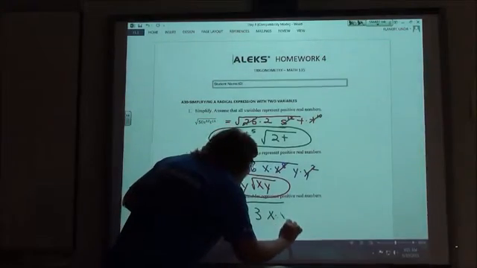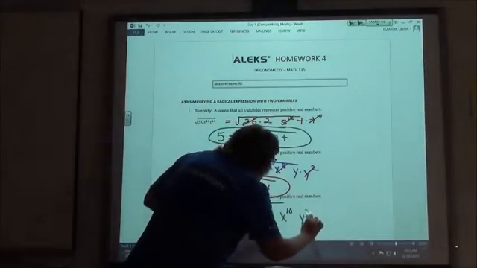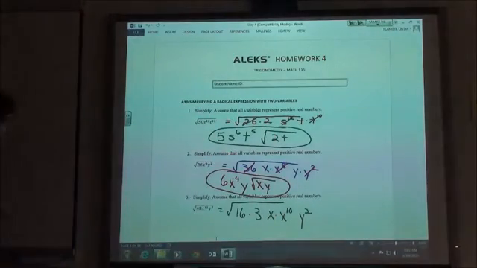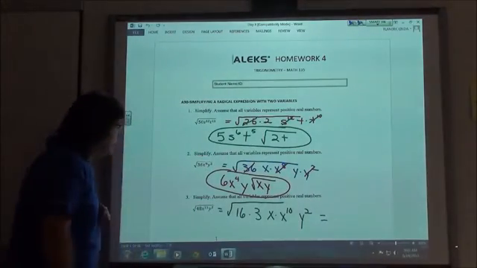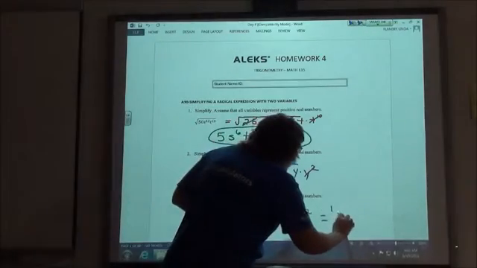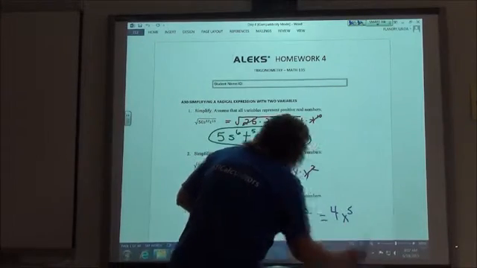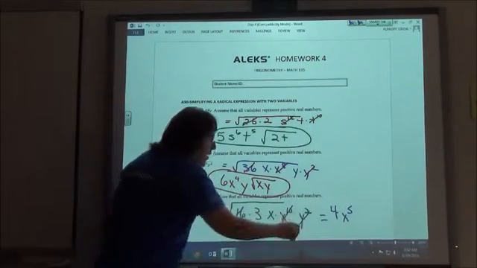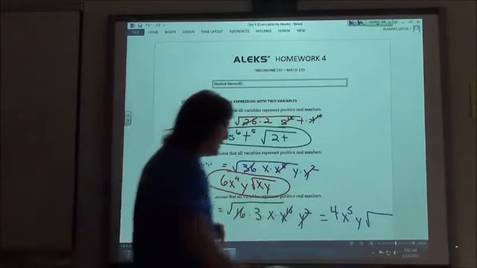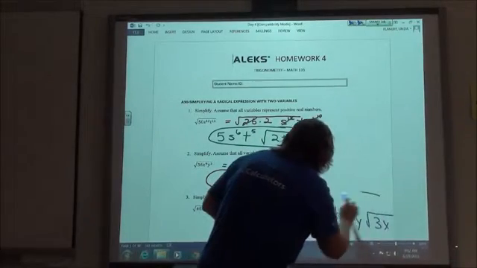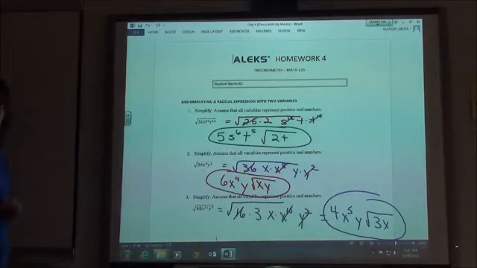I'm going to make that x times x to the 10th since it has an odd exponent. Y squared, I'm just going to leave that one alone. It already has an even exponent. So taking my perfect square roots out, I can take out the square root of 16, which is 4. I can take out the square root of x to the 10th, which is x to the 5th. I can take out the square root of y squared, which is y. What I have left underneath is a 3x. So 4x to the 5th y, square root of 3x would be my answer.